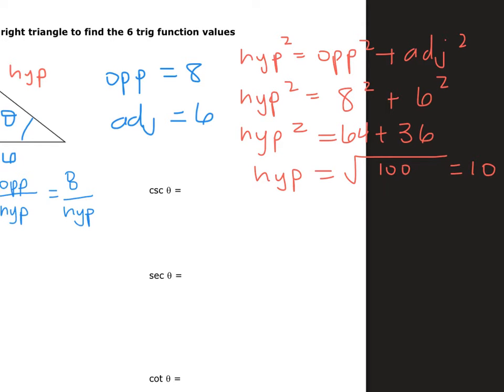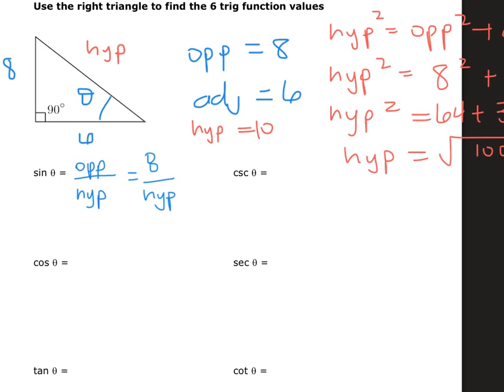All right, so we can add that. We know now the hypotenuse is equal to 10. And we can finish calculating our ratio 8/10. And reducing that, we get the sine value is 4/5. All right, a cosecant is just going to be the reciprocal of that. So once we find the sine, we just take the reciprocal to get the cosecant.